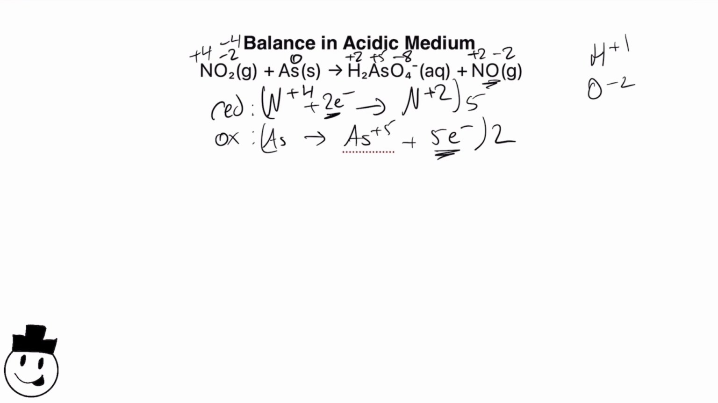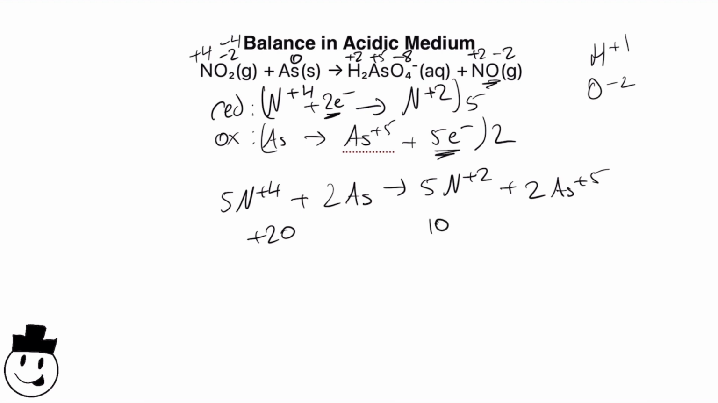All right, so now let's add 5 and 2 to these. So it will be 5N+4 plus 2As, right? The electrons cancel out, so we don't need to add the electrons. Yields 5N+2 plus 2As+5. Excellent. So now this is a checking step, right? So we can check this step to see if we're doing this problem right. So one thing that's very good is we can check the charges. That's a very good way of checking it. So on the left, we have a +20 charge, and on the right, we have a +20 charge, so that's good. And we have the same number of atoms. We have 5 nitrogens and 2 arsenics on both sides. That means we're doing this problem well.